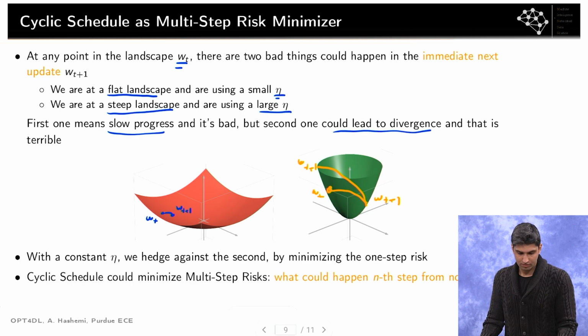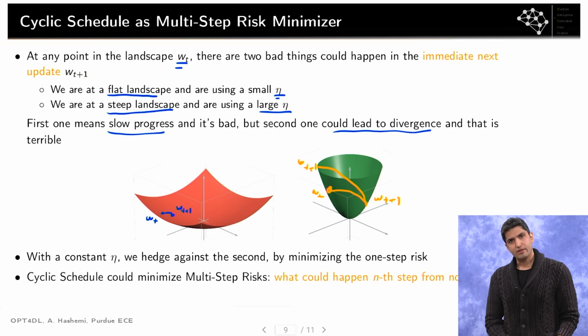So the first one is just saying that the progress is slow, but nonetheless you are making progress. The second one, on the other hand, says that you may actually diverge, right? So you may not necessarily make progress. So this is what we want to hedge against.